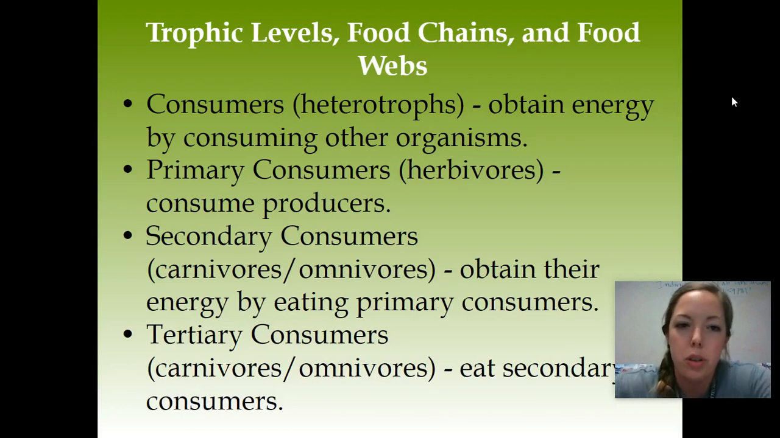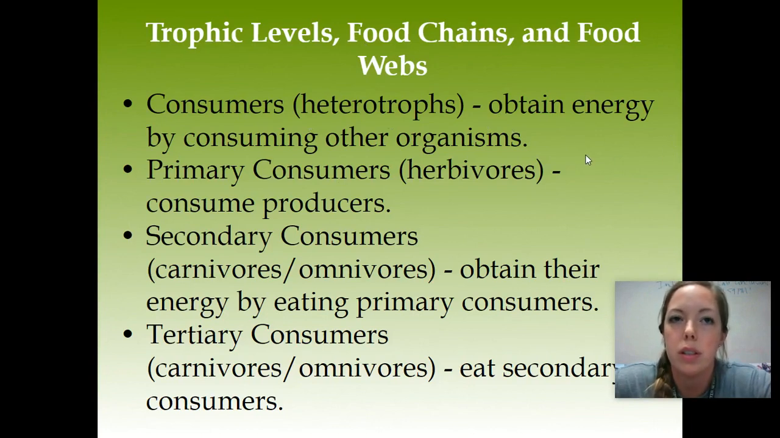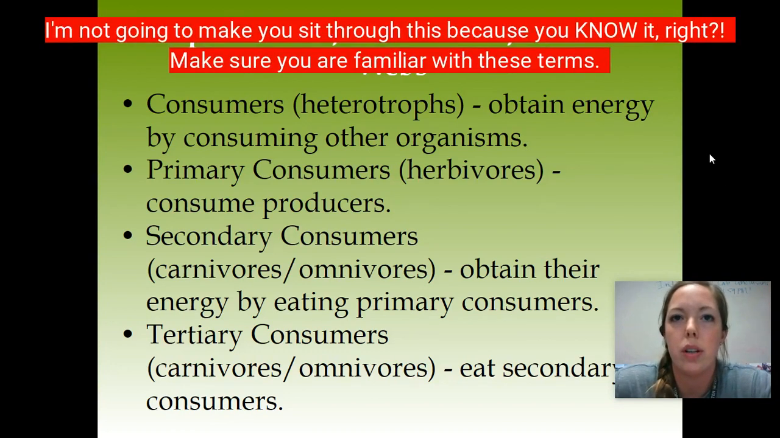So unlike producers, which make their own food, we have another word that you need to know, consumers or heterotrophs. This is all a review from 9th grade, okay? So we're going to become familiar with it again. But heterotrophs are incapable of photosynthesis, like I just said, and they have to obtain their energy by consuming other organisms. In the picture I'm going to show you on the next slide, you can see that the heterotrophs fall into several different categories, okay?